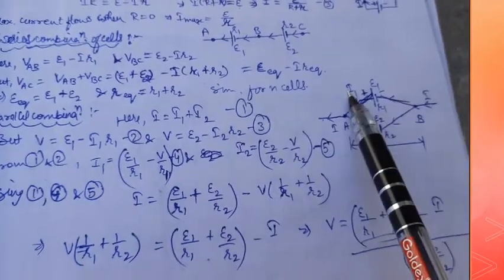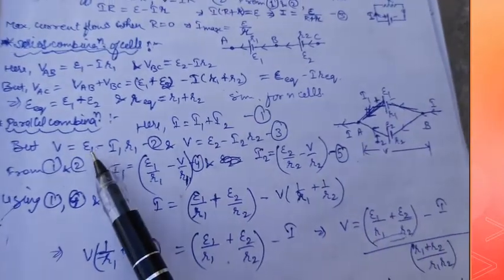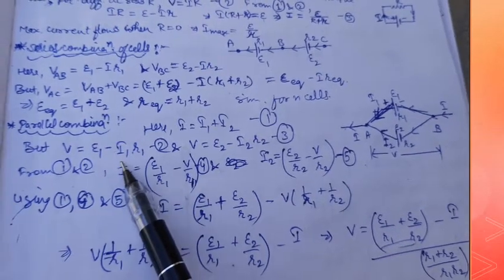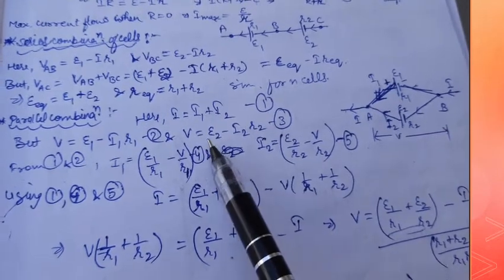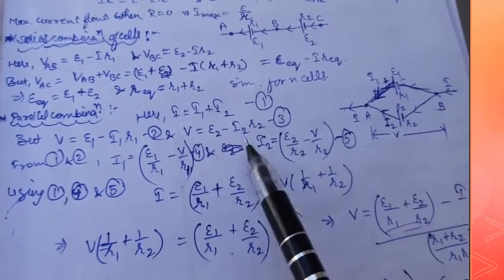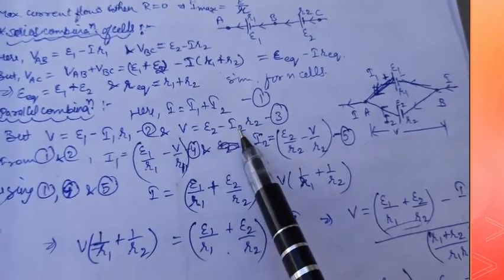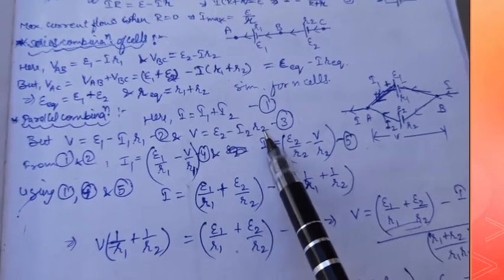Now for the first cell, the potential difference is V, and can be written as E1 minus I1 R1, and for the second cell it is V again, because the same potential difference is there, but for the second cell it can be written as E2 minus I2 R2.